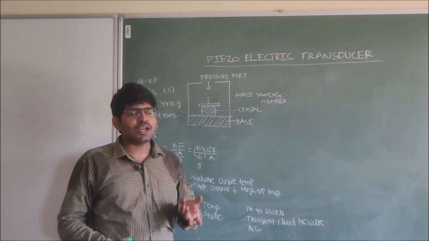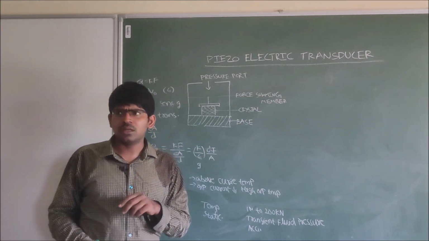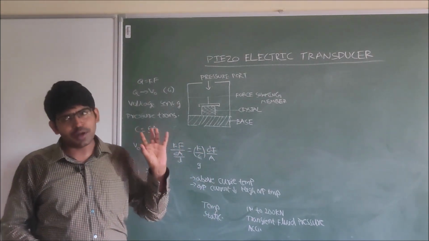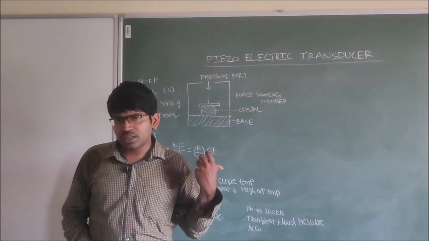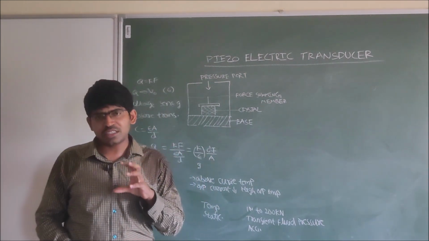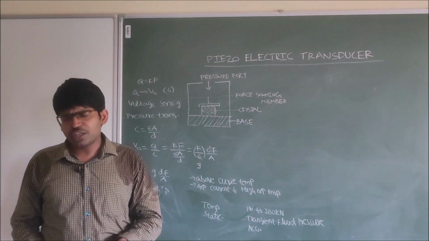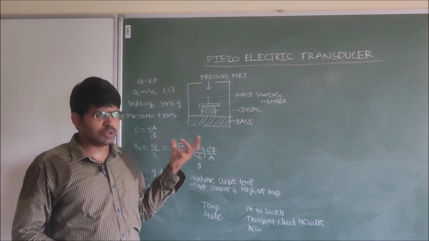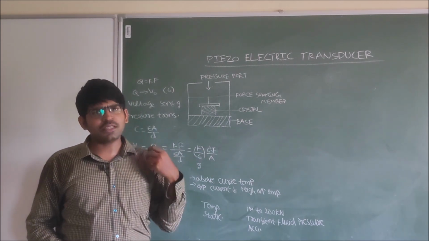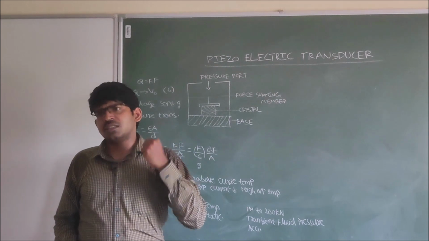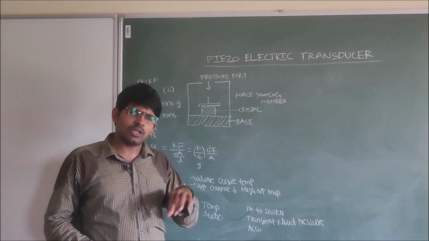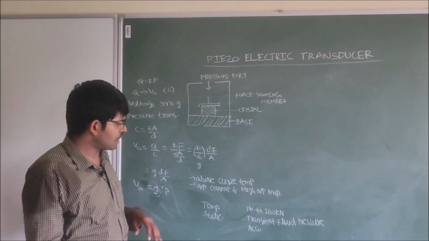If we heat the piezoelectric material above the Curie temperature, it will lose its property. So a disadvantage of the piezoelectric transducer is that it is temperature sensitive. If we increase the temperature further, it may even lose its property. The temperature after which, if we increase it, the material loses its property is called the Curie temperature.